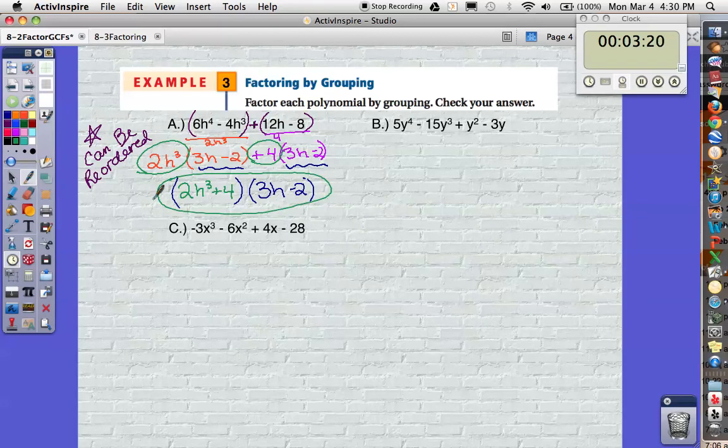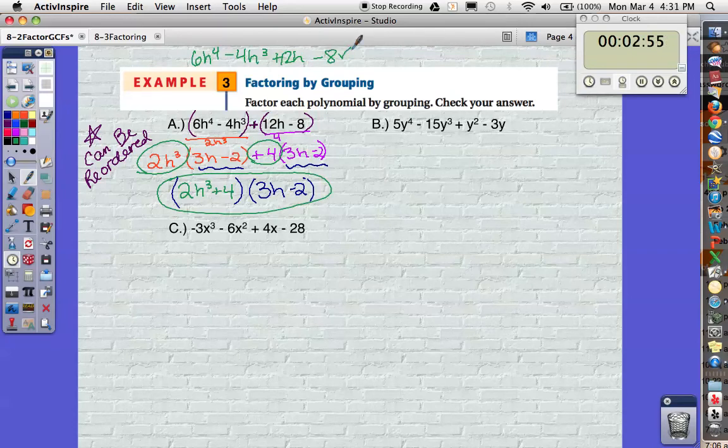You can check these, distribute it out. 2h cubed times 3h will give me 6h to the 4th. 2h cubed times negative 2 will give me negative 4h cubed. 4 times 3h will give me 12h. And 4 times a negative 2 will give me a minus 8. There's my check.